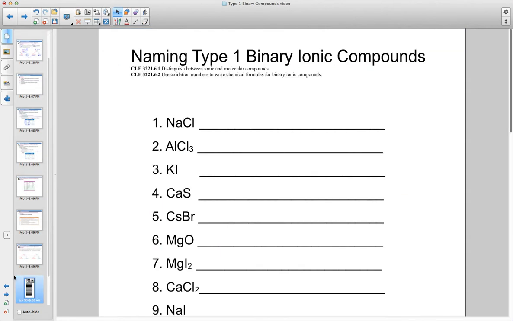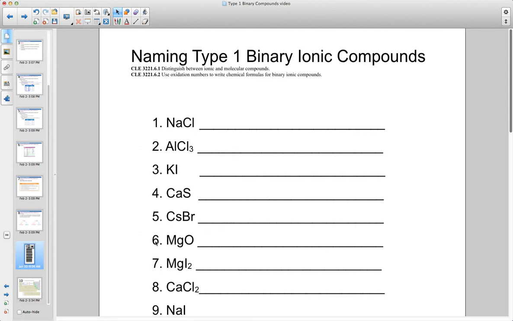Okay, now we're going to name a few. We're going to do a couple more of these in class too. I have these all ready to go, but they are here for you, and I would like you to continue to name some of these on your own, and we'll check them over in class.